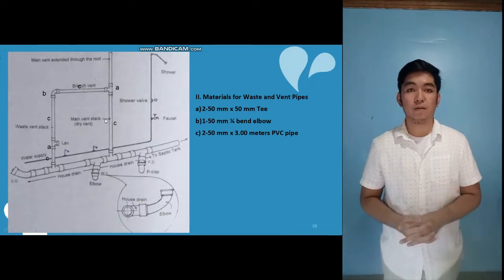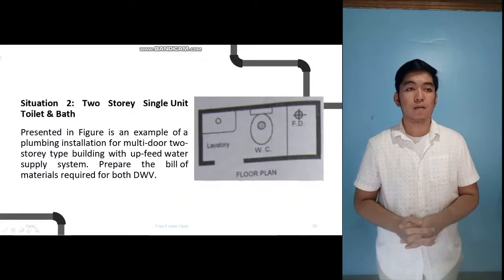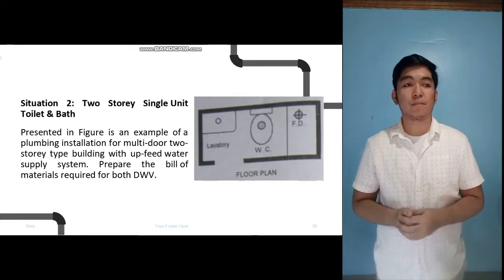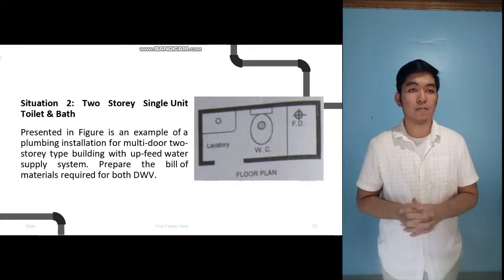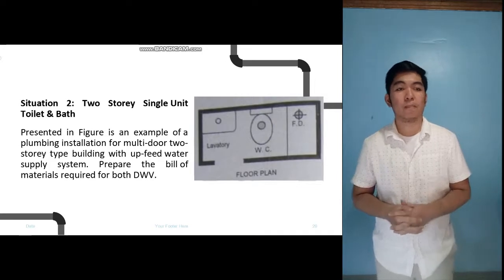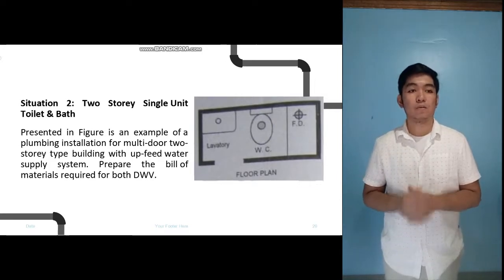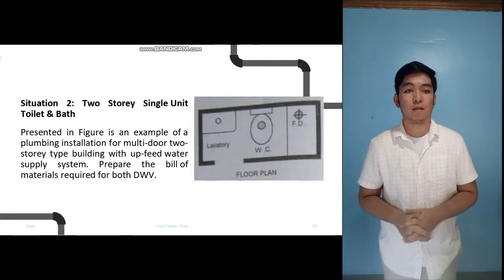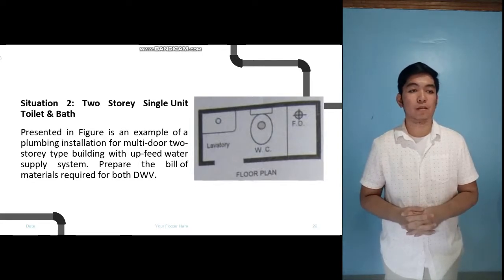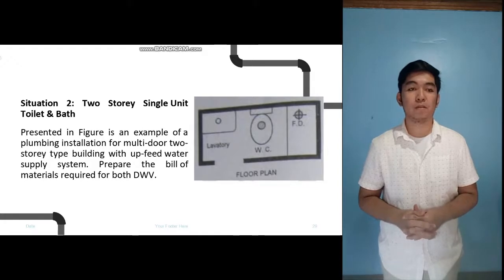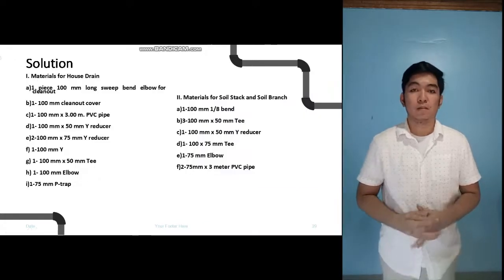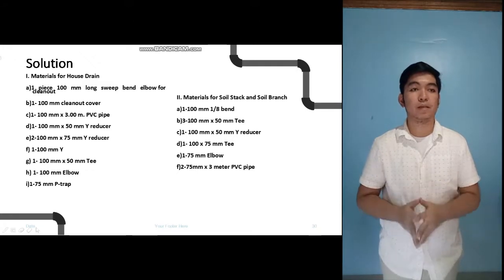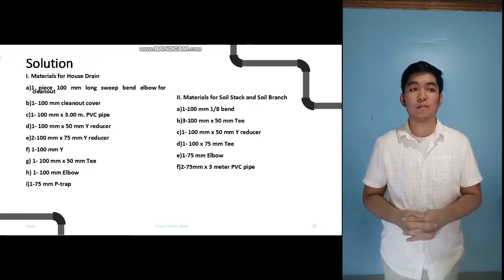So the last example is the situation 2 for 2-story single unit toilet and bath. Presented in figure is an example of plumbing installation for multi-door 2-story type building with upfeed water supply system. Prepare the bill of the materials required for both DWB system. For solution, first is for the materials for house drain.